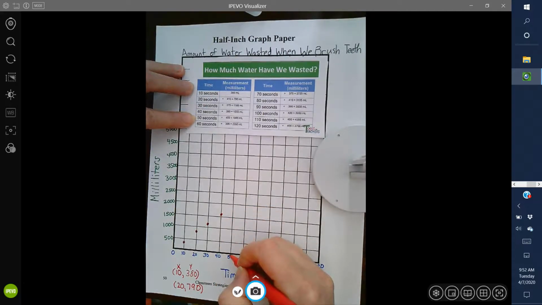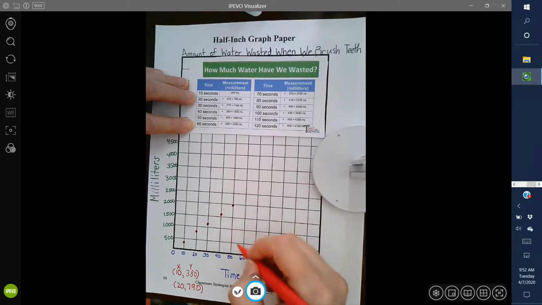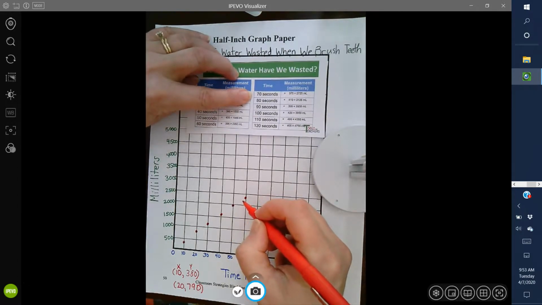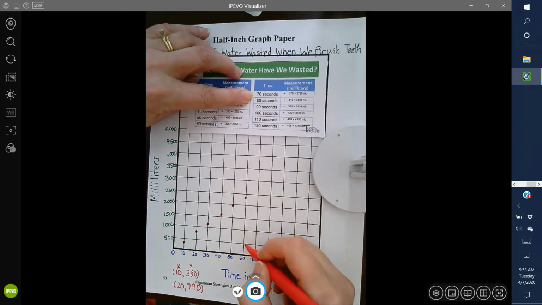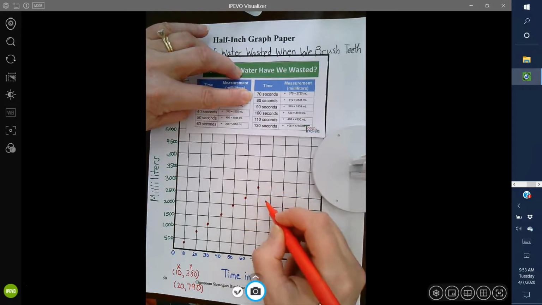And then on the 50, I have 50, 1,955. It's almost at that line, very close. And then for 60 seconds, it would be 2,350, so a little bit above right there. For 70 seconds, it would be over to 70 and up to 2,725. That's about in the middle.